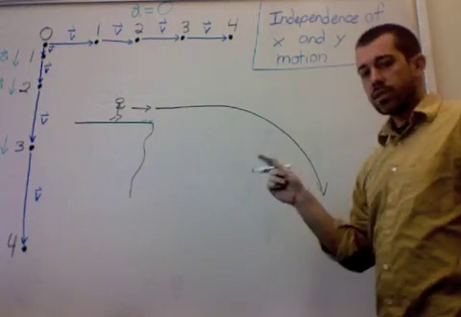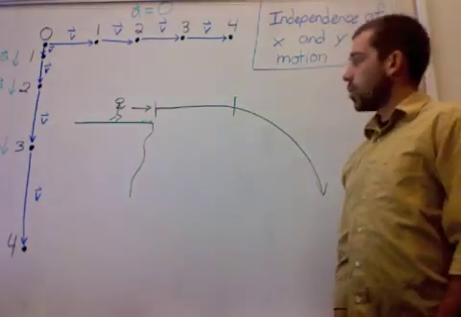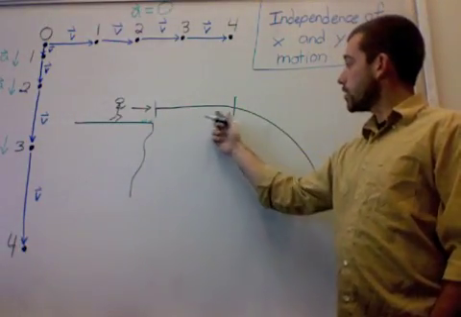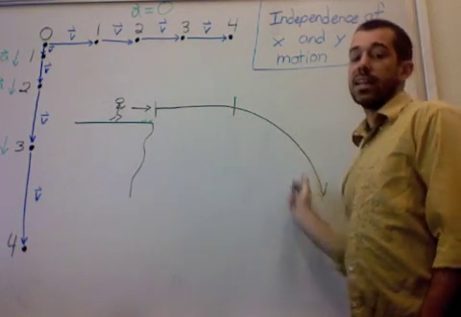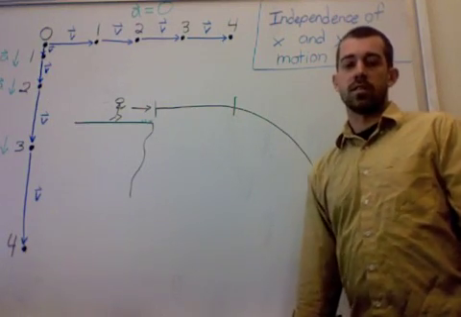See, here's the important thing. Most people would draw a period of time where the cannonball is traveling perfectly straight, and then it starts to drop. And unfortunately, that just doesn't make any sense.